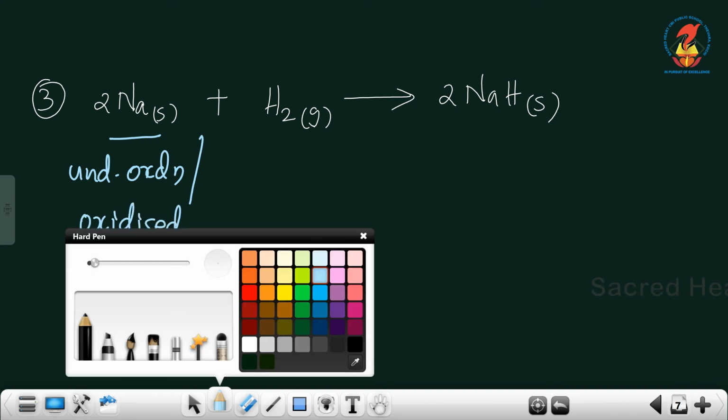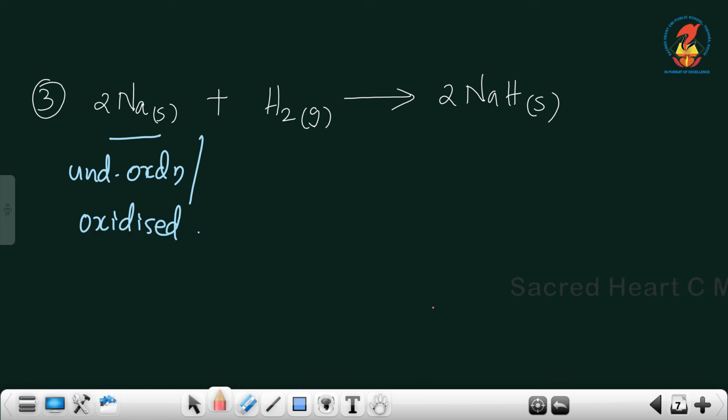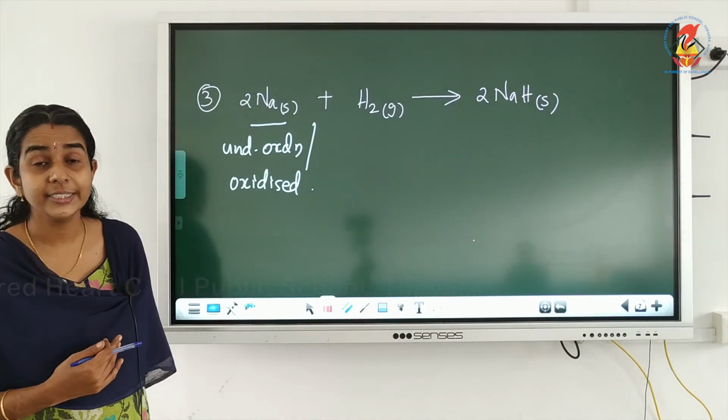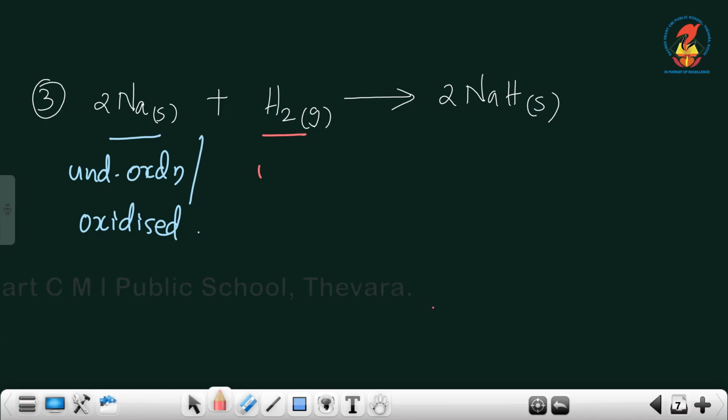Okay. Now how can we explain this for hydrogen here? Hydrogen becomes NaH, isn't it? So hydrogen is combining with sodium. We know that sodium is an electropositive metal. So combining with, or addition of, an electropositive metal can be considered as reduction. So here H2 is undergoing reduction or getting reduced.